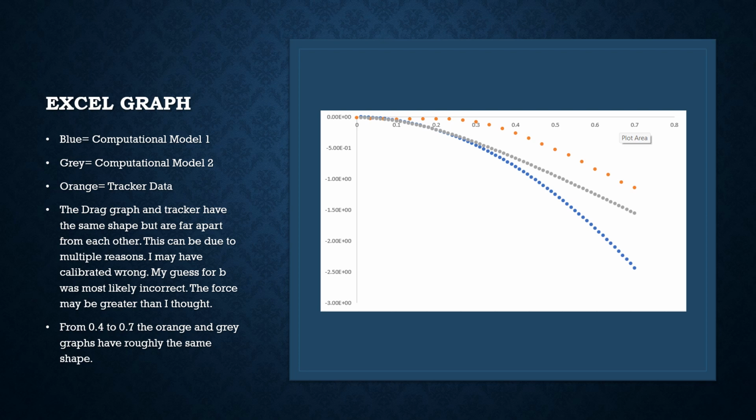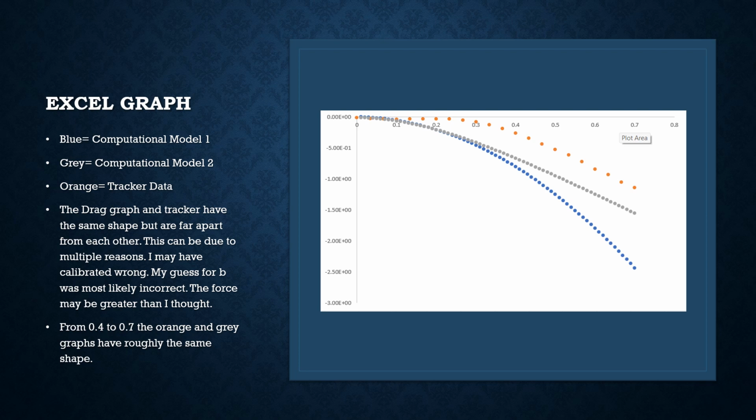All right, so when plotting all three of these lines on Excel, the blue line is my computational model 1 that only included gravity. My gray one is the computational model 2, which included gravity and the force of drag. And the orange is my Tracker data. Now, the drag graph and the Tracker graph have the same shape. As you can see, especially from 0.4 seconds to 0.7 seconds, they're roughly the same shape. They're just not very close to each other.